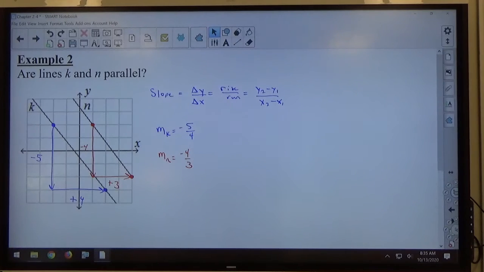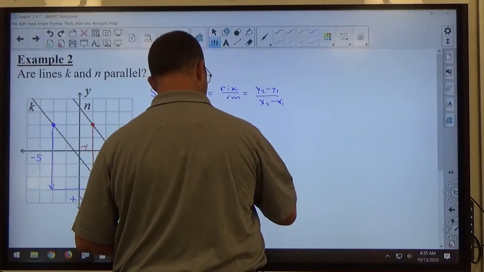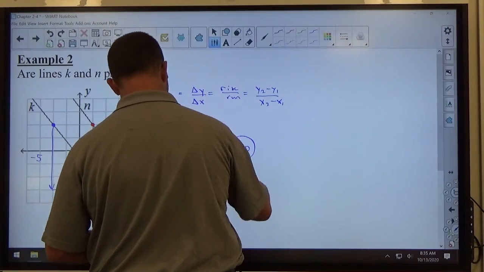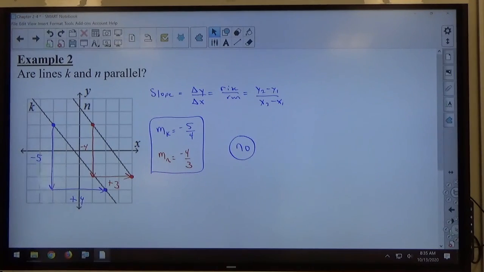So if I get some graph lines that asks, are these lines parallel, I simply have to establish the slopes. If the slopes are the same number, the lines are parallel. If they're not the same number, the lines are not parallel. Is negative 5/4 the same as negative 4/3? Sure isn't. So are the lines K and N parallel? No. I would expect to see this on your paper where you establish the slopes and then the yes or no answer to the question.